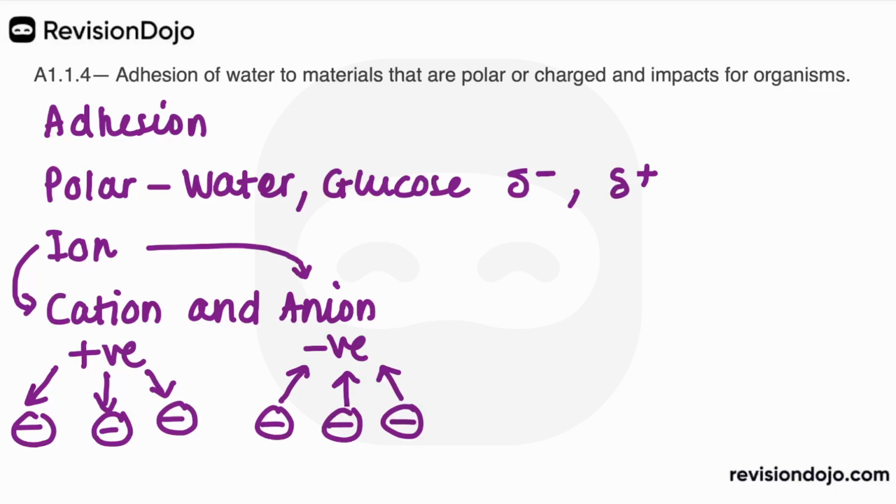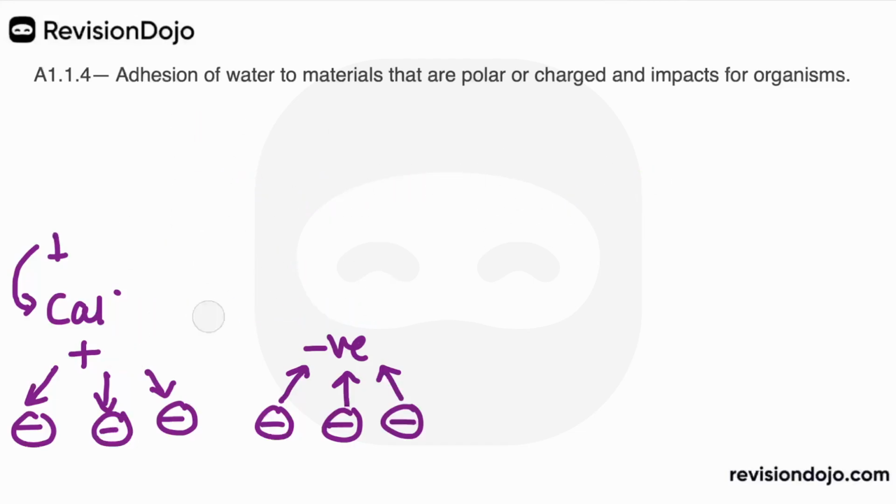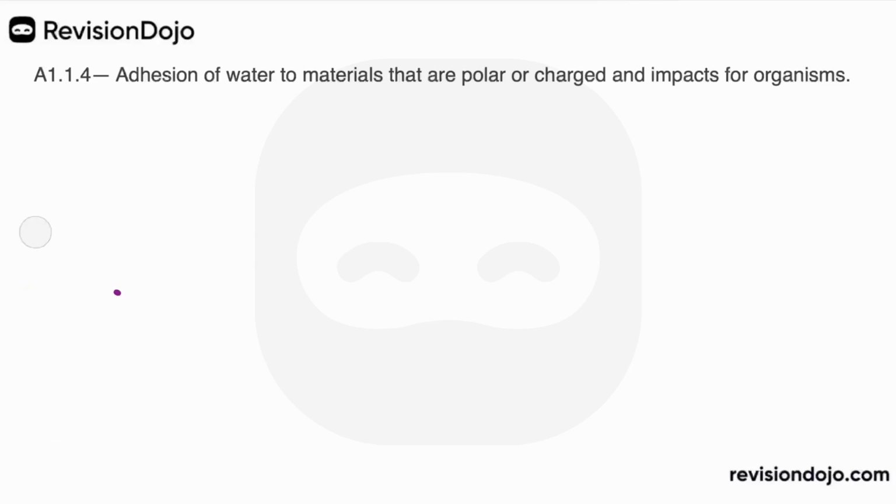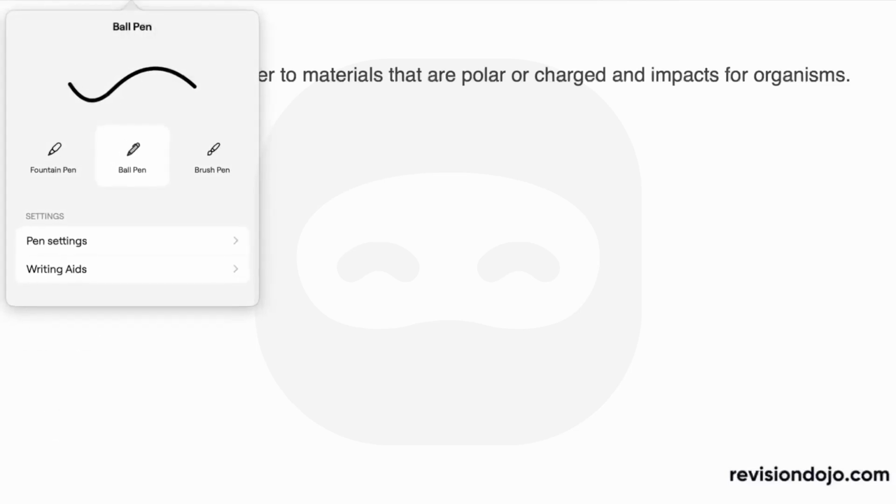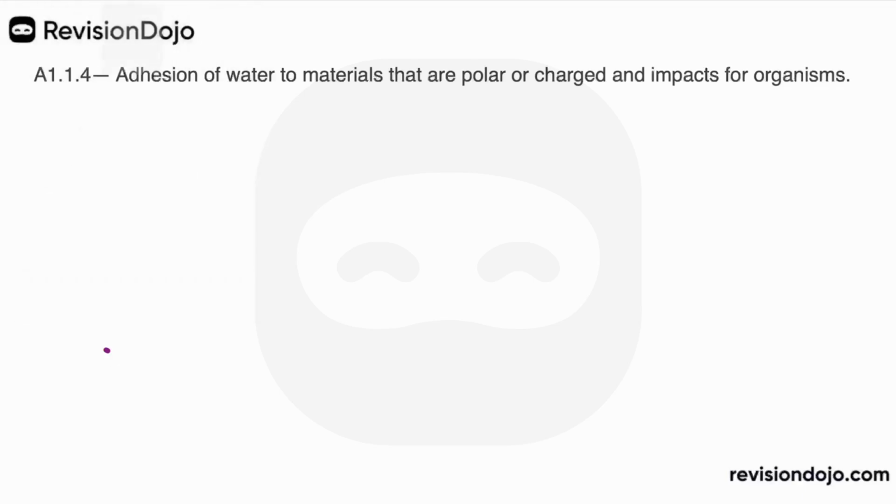Now, let's look at the impact of adhesion for organisms. As I was mentioning before, there is a process known as capillary action. Let's look at this process in a bit more detail. Capillary action is essentially the movement of water through a narrow space, and this is often in opposition to external forces like gravity.